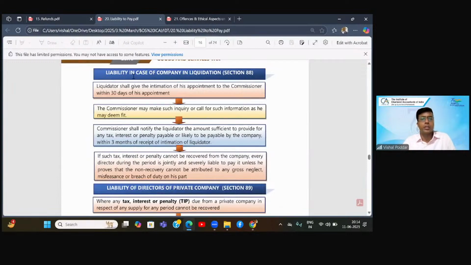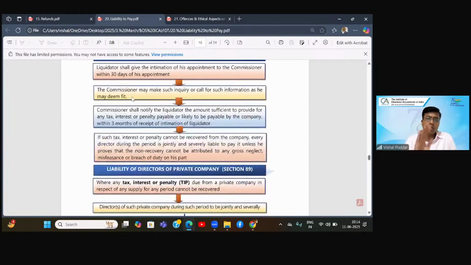Next special scenario is where a company is in liquidation. Now try to relate this with company law, where you have already studied about liquidation. So the liquidator shall give intimation of his appointment to the commissioner within 30 days. Same thing you have studied over there. So once a liquidator is appointed, he has to inform everyone that this company is under liquidation and I am appointed as liquidator. Here he is informing the GST department, so the GST commissioner.